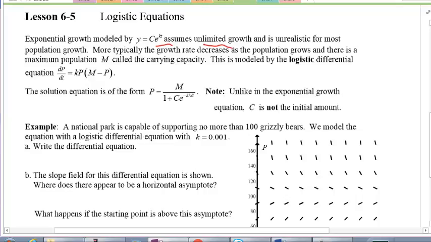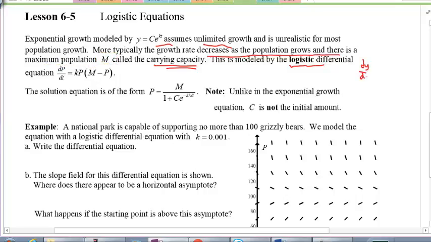If that's the case, our whole world would be covered in spiders or whatever else that you don't like, and life wouldn't be so great. But more typically, the growth rate actually decreases as the population grows, and there is something called a maximum population, called the carrying capacity, and we use the letter M to represent that. So this model, when you have this maximum population, is modeled by the logistic differential equation, and the logistic one is a little bit different than the exponential one.